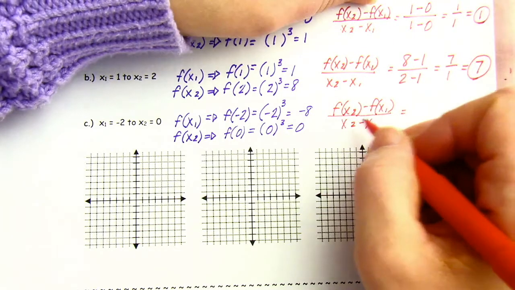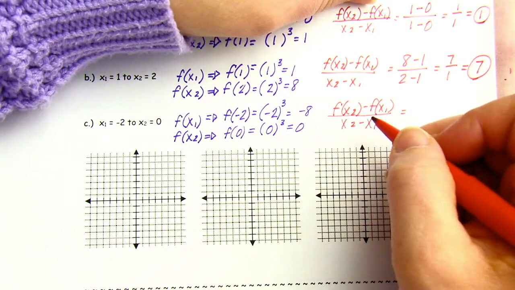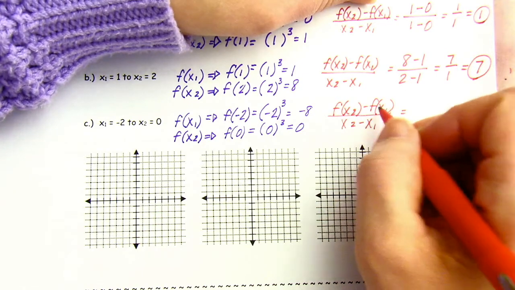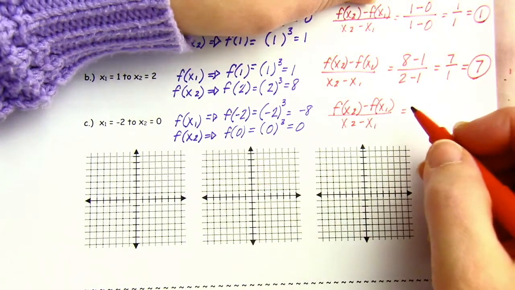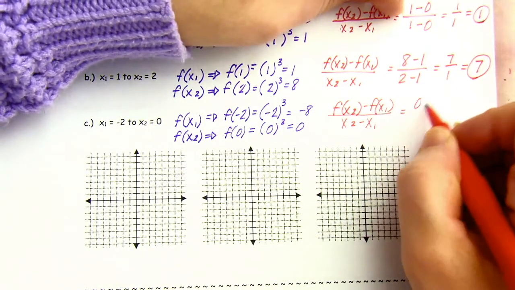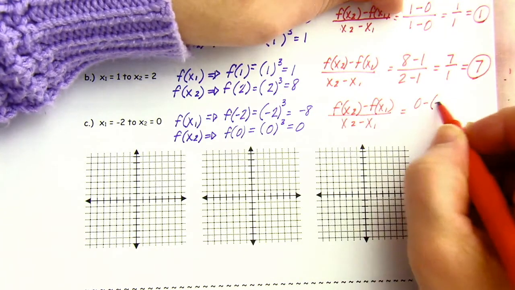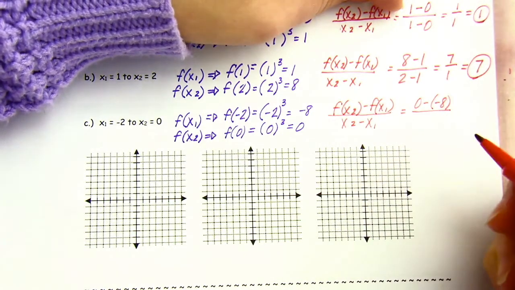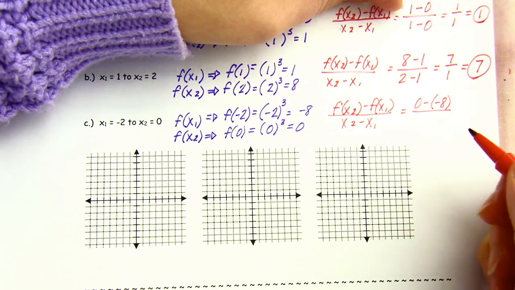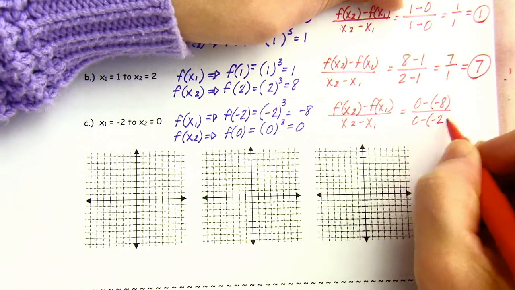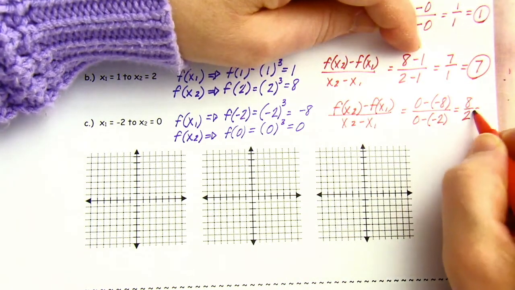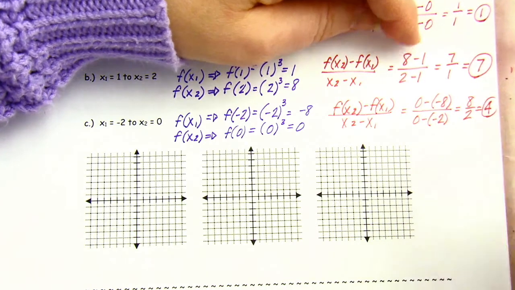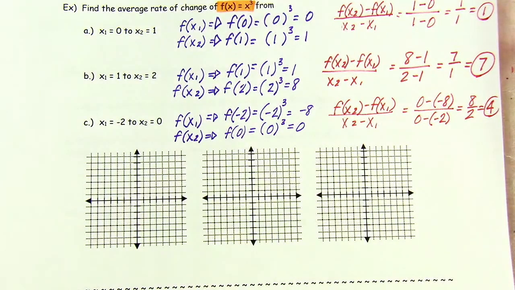Would you be given this formula on a test? I don't think so, because you would just have to know that this is slope. So it's change of y over change of x. They give you the x's, you have to find the y's to be able to do this. All right, f of x sub 2 is 0. Subtract, what is f of x sub 1? That's negative 8. What do we got for our x's? 0, subtract, negative 2. This is 8 divided by 2, or 4. So the average rate of change on the graph of the cube function from negative 2 to 0 is 4.